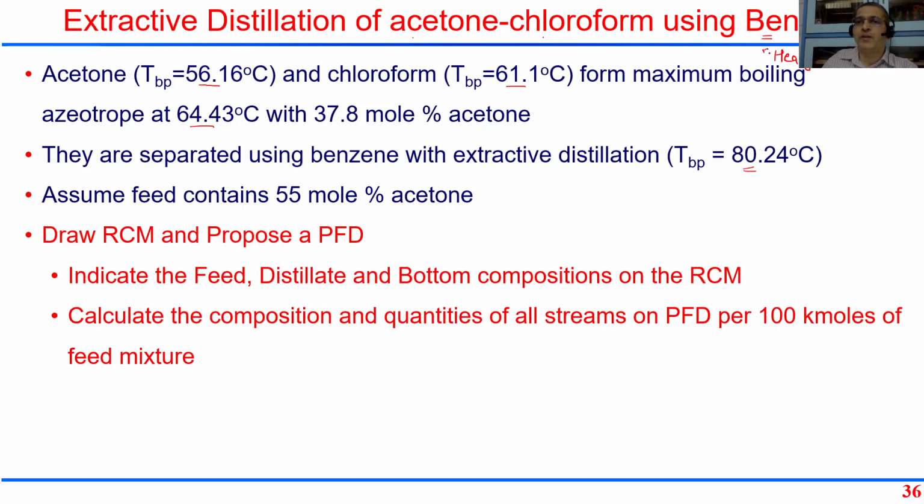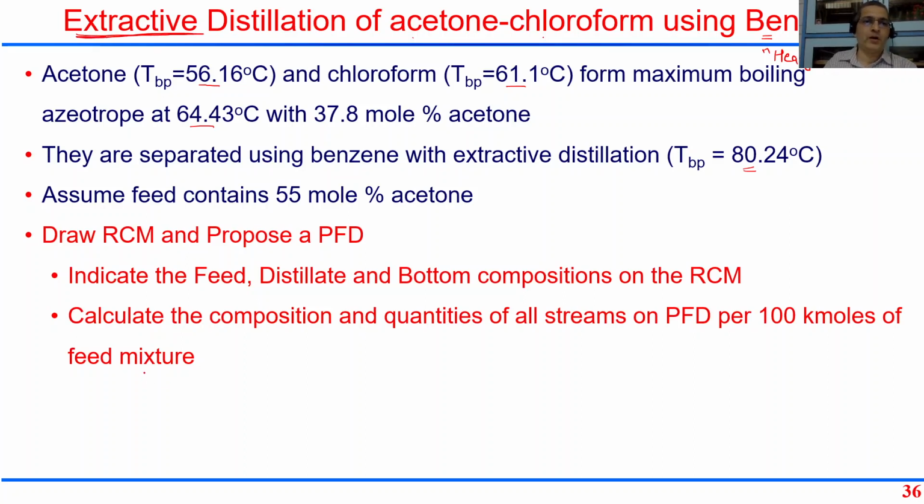and it is going to preferentially extract one of the components and take it to the bottom of the distillation column. So it is called extractive because it is heavy. It is as if extracting one of the components and taking it to the bottom of the distillation column. So heavy entrainer, so extractive distillation.